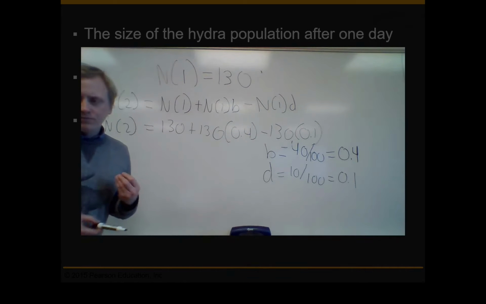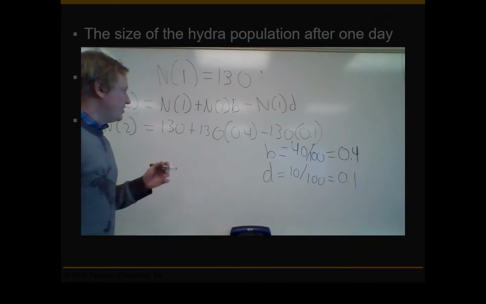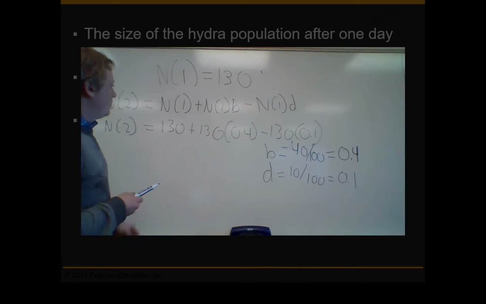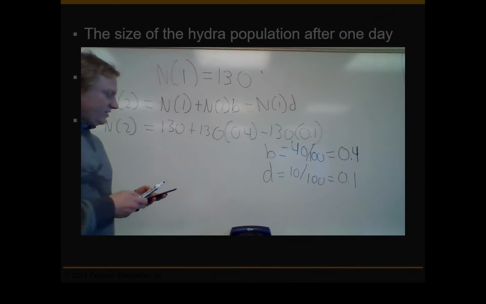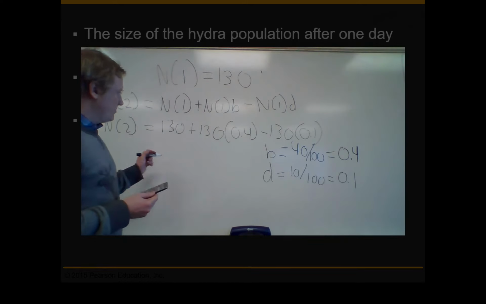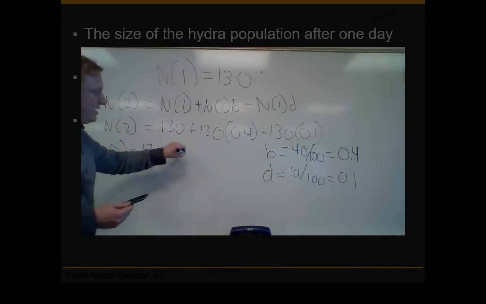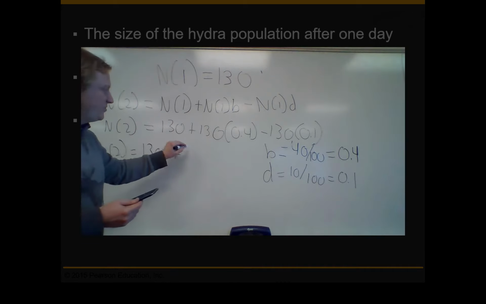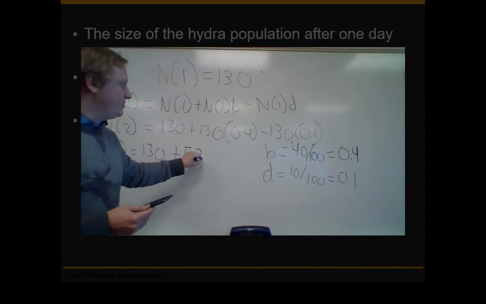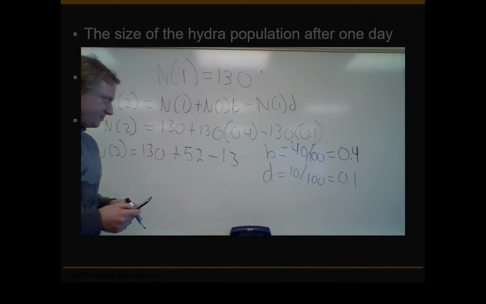Okay. And let me see here. So let's calculate this out. We're going to say 130 times 0.4. So N of 2 is equal to 130 plus this number, which calculates out to be 52. This number calculates out to be 13.